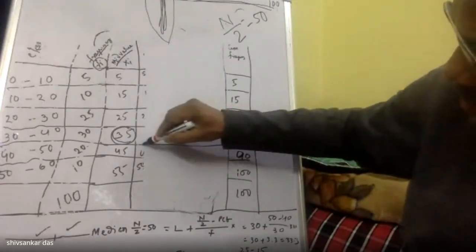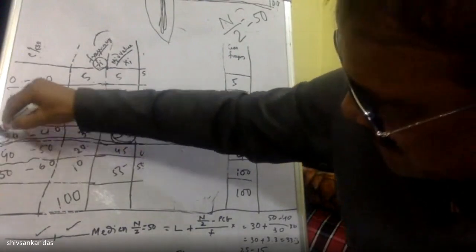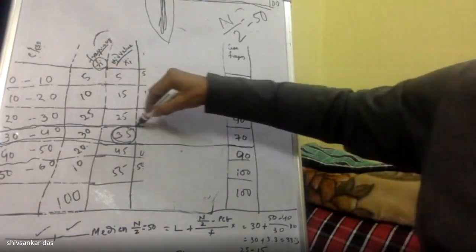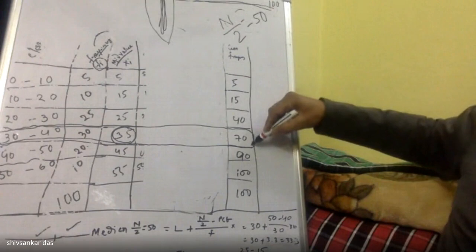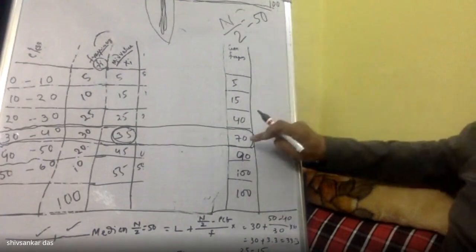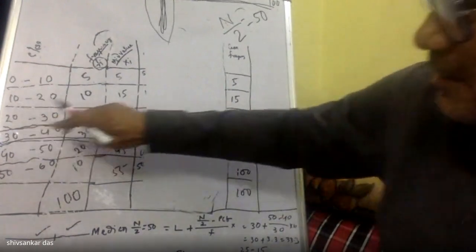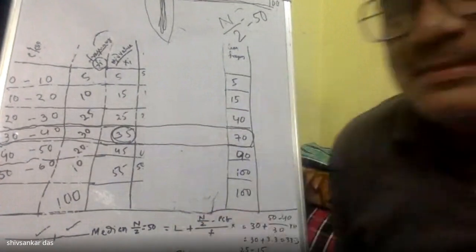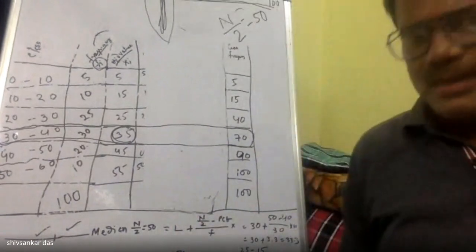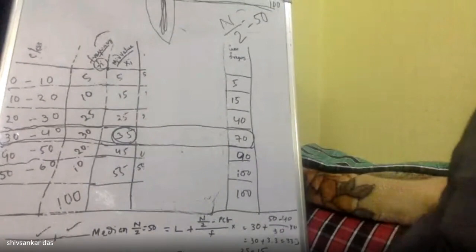This is called the median class, because 50 is here. So there is a general formula for calculation of median. Let me write.